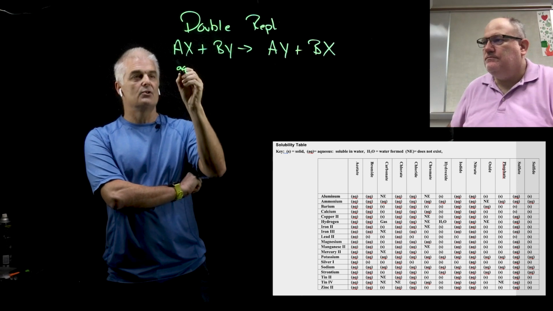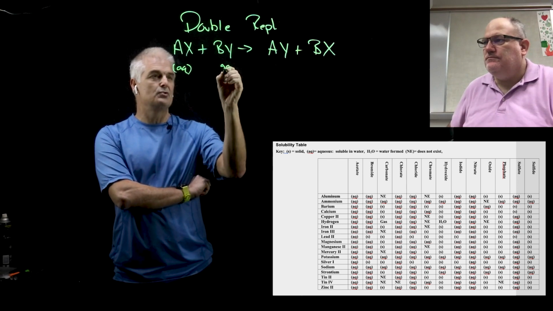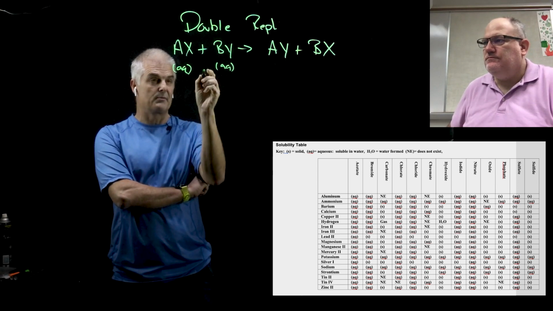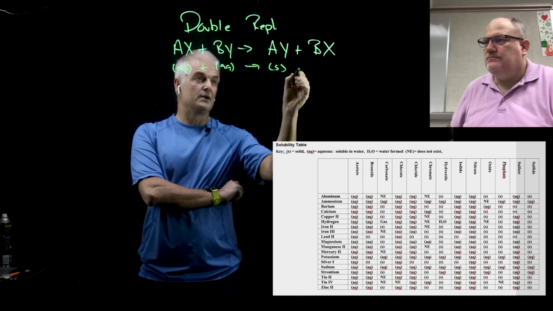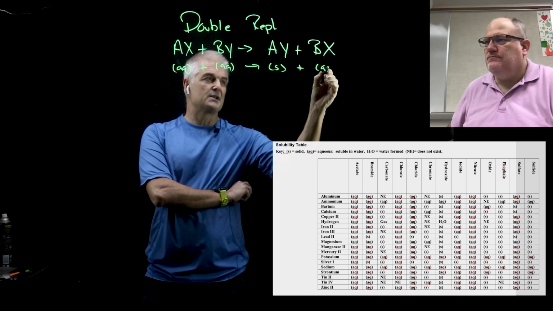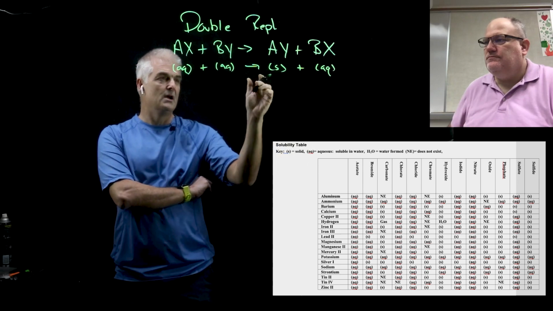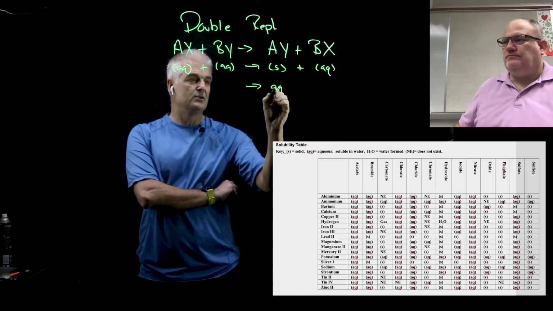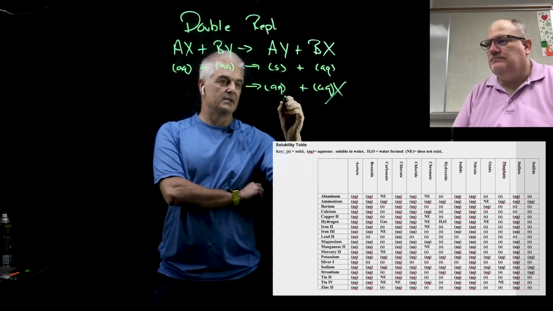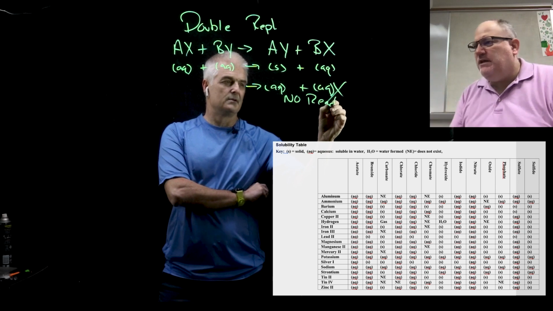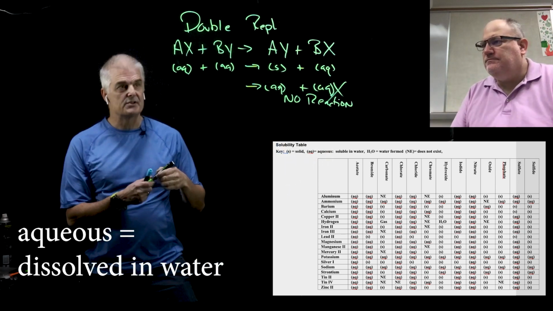What you need to have is the first two reactants must be aqueous. And then you have to make at least one solid. Generally, it's going to be plus a solid plus an AQ. But if, for example, you get plus an AQ plus an AQ, this right here is no reaction. And remind them again what aqueous is. Aqueous means dissolved in water.